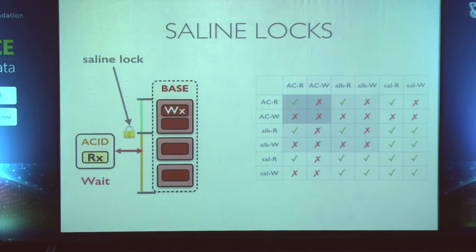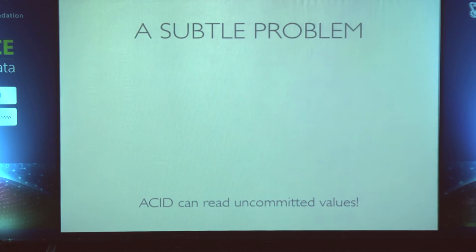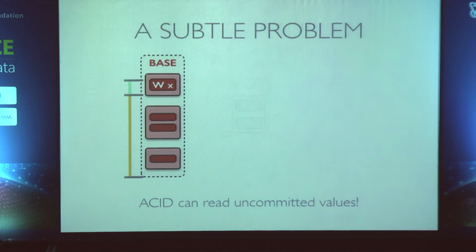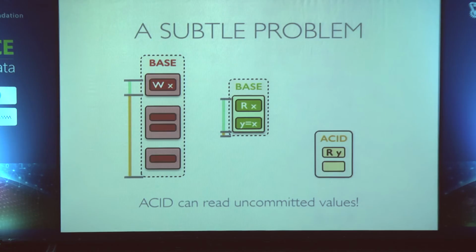So you may say, well, great. Are we done? Well, it turns out not quite. It turns out that there are some subtle problems that can arise. So for instance, despite all of our work, if I just stop here, it may be the case that an ACID transaction can read uncommitted values, which is really a no-no. We don't want that to happen. How could that be possible? Here is a scenario that would allow that to happen.